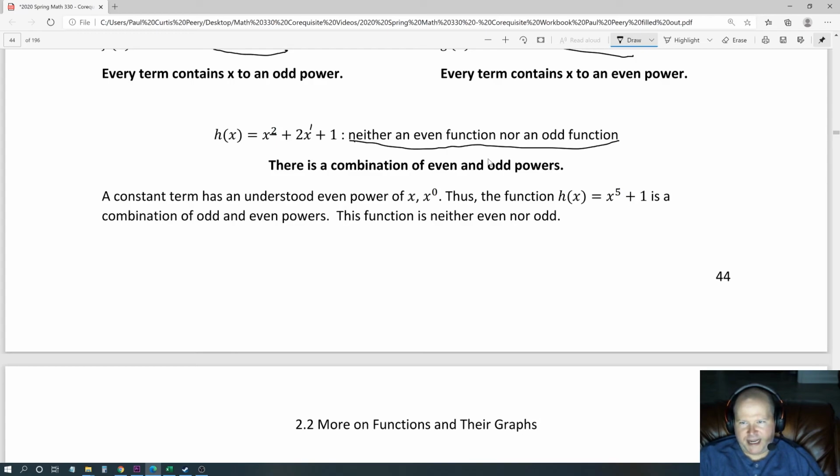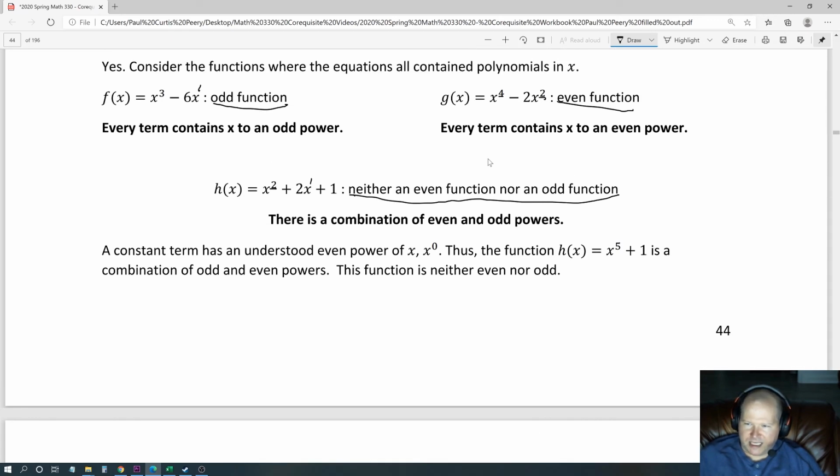Thus, the function h of x equals x to the 5th plus 1 is a combination of odd and even powers. So you can actually think of this term right here as 1 times x to the 0. Well, x to the 0 is 1, so that would give you 1 times 1, which would be 1. So whenever you see a constant, it's understood to be a 0 power. It's just something you might want to memorize right there, right? 0. And we consider that an even power.